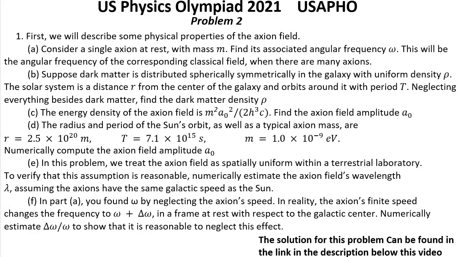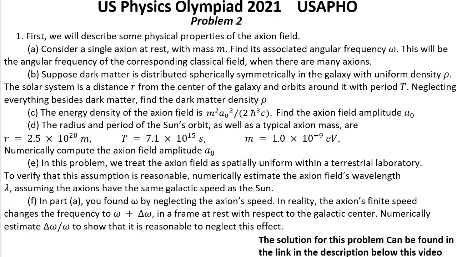B. Suppose dark matter is distributed spherically symmetrically in the galaxy with a uniform density ρ. The solar system is a distance r from the center of the galaxy and orbits around it with a period t. Neglecting everything besides dark matter, find the dark matter density ρ. C. The energy density of the axion field is m squared A0 squared over 2h³c. Find the axion field amplitude A0.